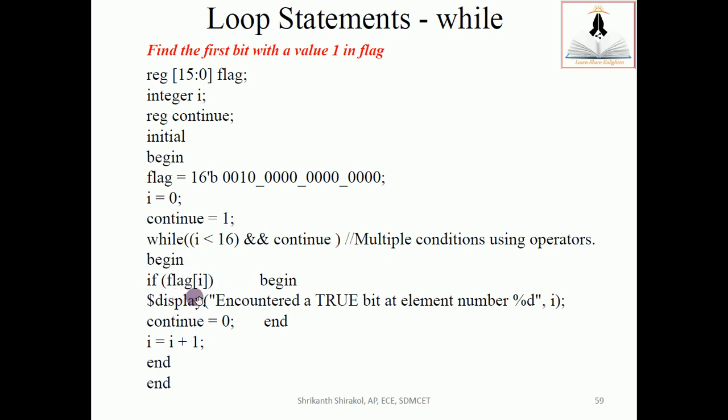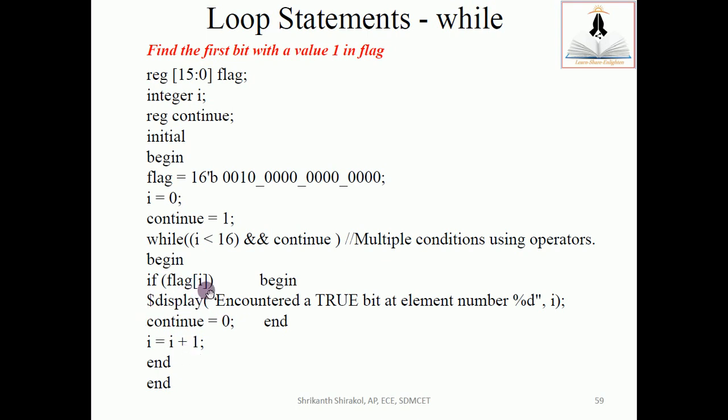If you just write flag of I in the if statement, then it is as good as writing flag of I double equal to 1. By default, it is considered as double equal to 1. So it will check whether the least significant bit is 1. If so, it will enter the loop and display that it encountered a true bit element, and continue is made 0 so that it should not enter the loop again, and then increment I. If this is not entered, then I will be incremented. This is what happens. And once I is incremented, flag of 1 it will check. If it is 1, this will be executed. If it is not 1, I will be incremented.